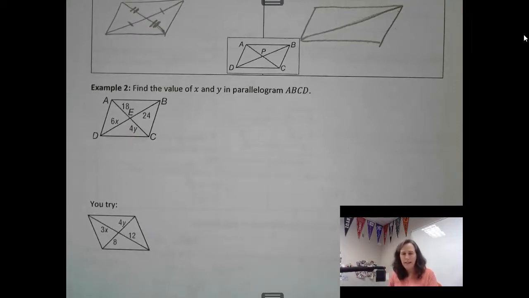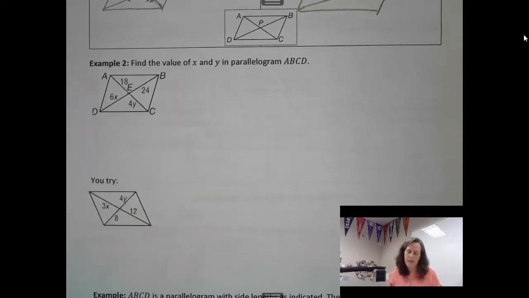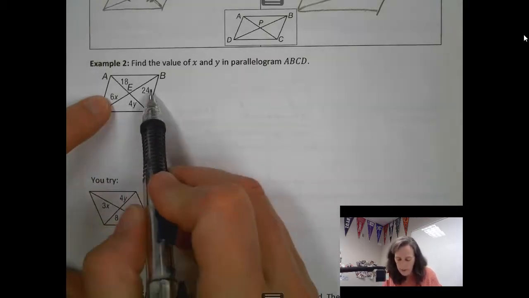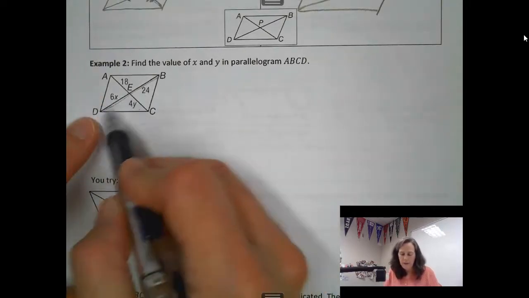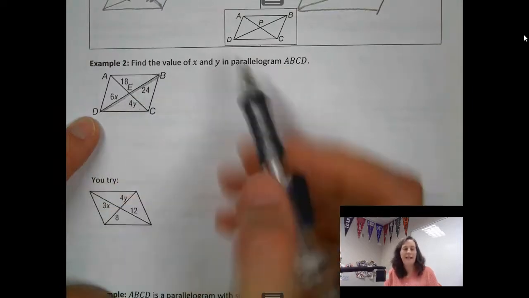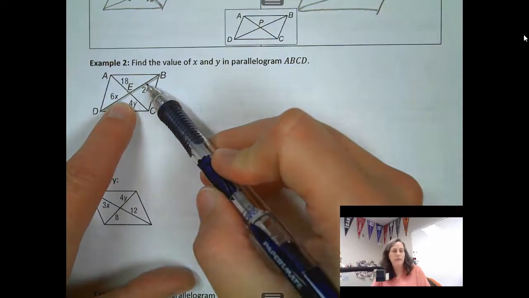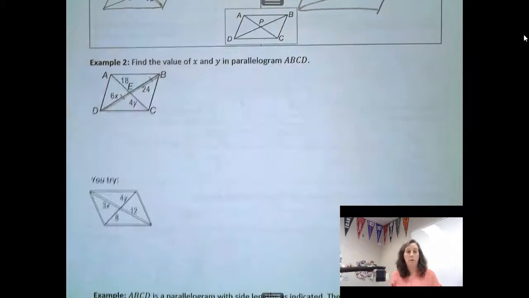Example 2, find the value of x and y in parallelogram ABCD. So here's an x, here's a y, and then we've got a 24 and an 18. I'm going to look at this diagonal first. We know, since it's a parallelogram, that this diagonal is cut exactly in half where it intersects the other diagonal, which means this piece and this piece are exactly equal to each other. 6x and 24 are equal.